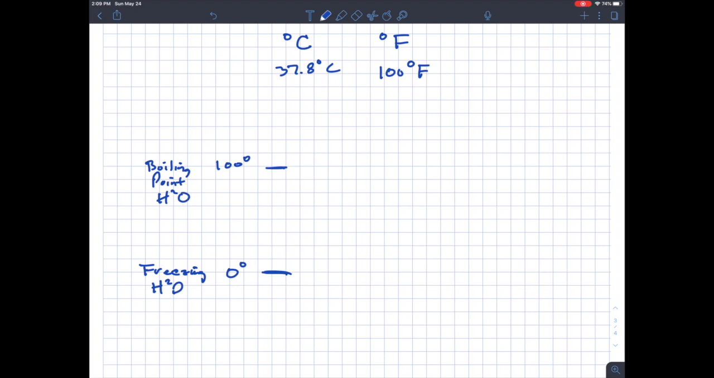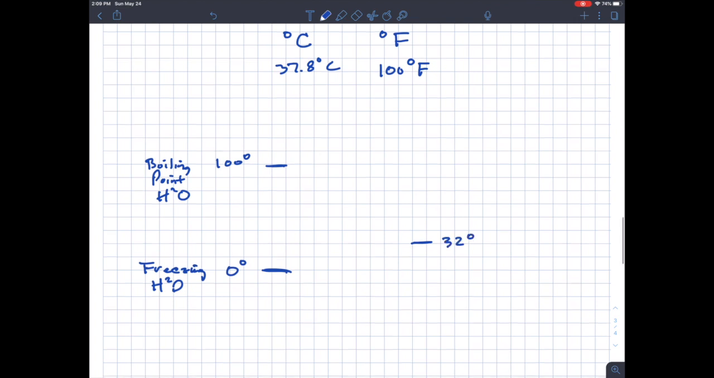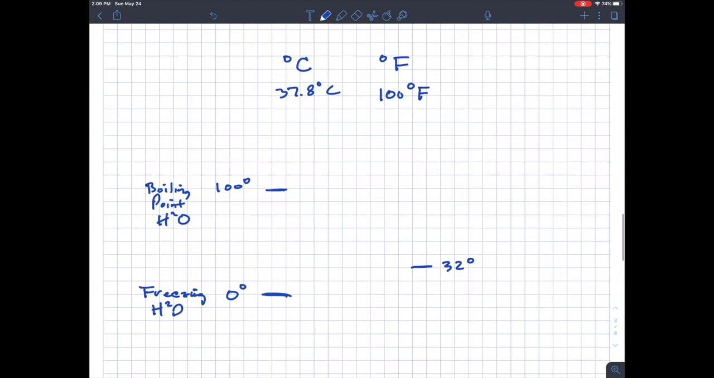In Fahrenheit, we know that the freezing point of water, I'm going to scoot this over a little bit more, is 32 degrees Fahrenheit. And the boiling point is way up here. This is not really to scale, but it serves the point. 212 degrees Fahrenheit. So we have one scale here, and we have another scale here.